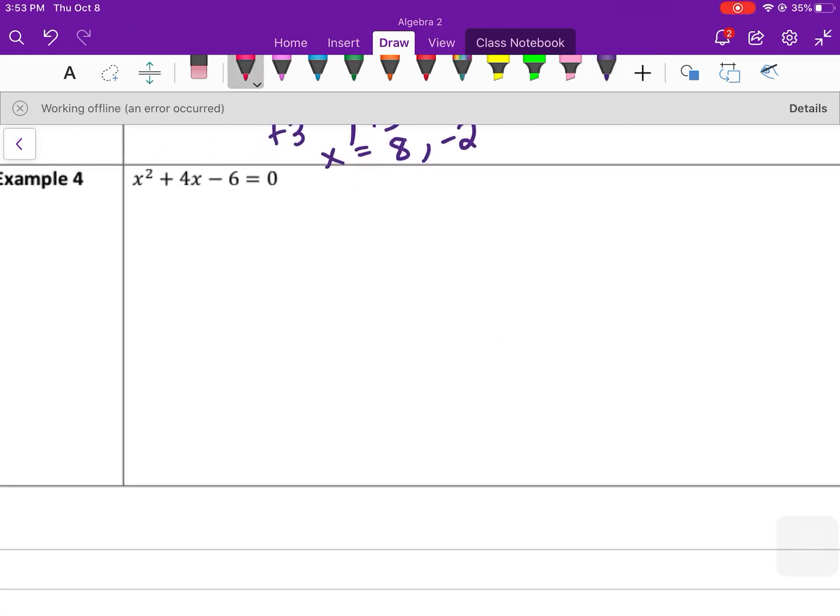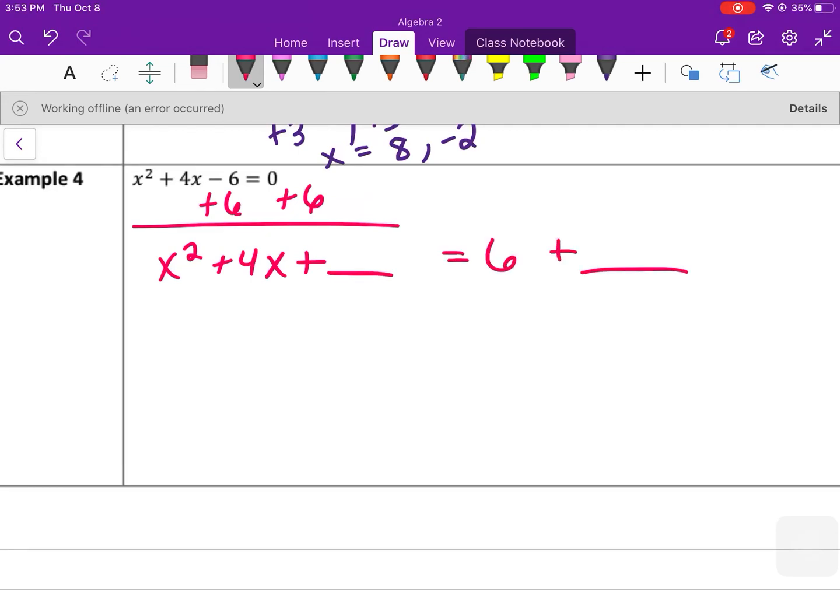Okay, so a equals 1, check. Move c to the other side. I always add plus blank. You don't necessarily have to, but leave room for it. Because your next step then is to take half of your b term, so 4 divided by 2, and square it. 4 divided by 2 is 2, squared is 4.